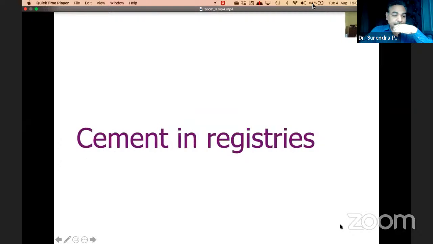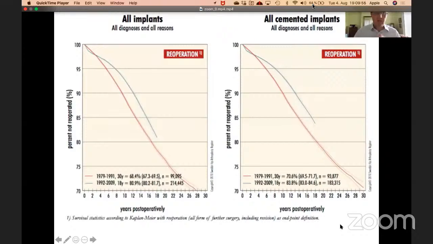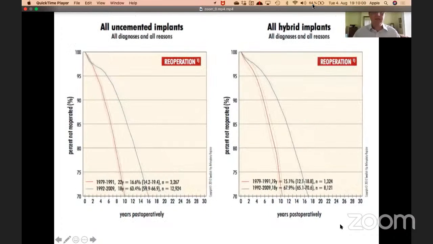So to start off, why should we use it? Well, you just need to look at any registry. You can look at old registries, such as those from Scandinavia, the largest of which is the Swedish Arthroplasty Registry, and you can see that cemented implants perform better than the overall performance as regards longevity, but particularly when compared with uncemented implants. So that's not the old teaching, but that's the traditional evidence for their use.